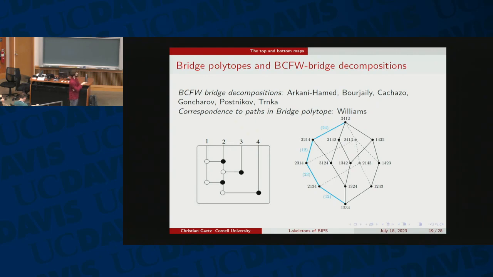And what Lauren Williams noticed was that for something called the bridge polytope, which is isomorphic to a Bruhat interval polytope with a unique descent, maximal chains in this poset correspond to these bridge decompositions of plabic graphs. So for example, this chain here, if you keep track of which labels are switching, tells you how to draw these bridges. So this poset is in a lot of ways analogous to the weak order in that chains in the weak order tell you how to build up permutations.